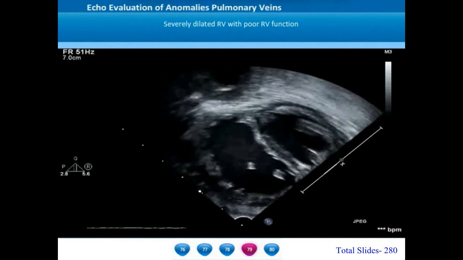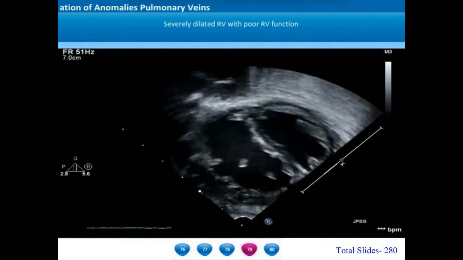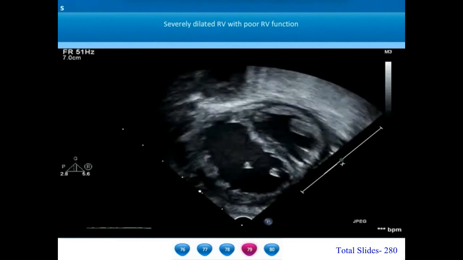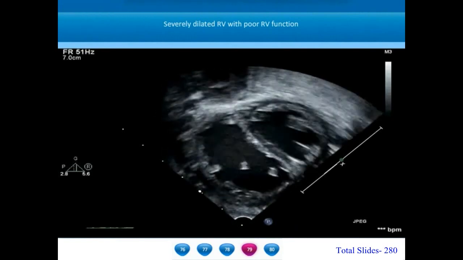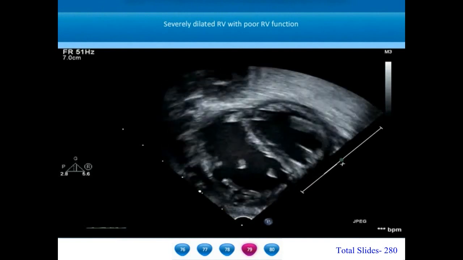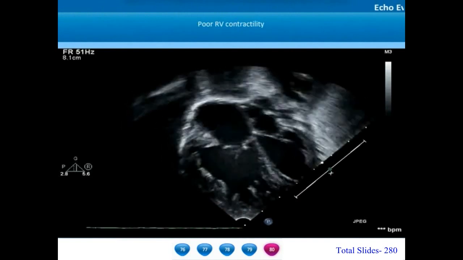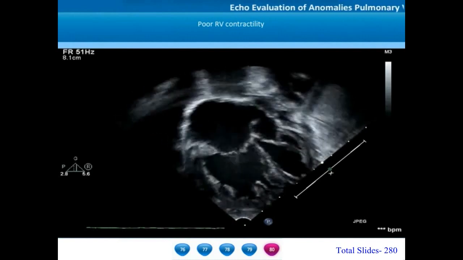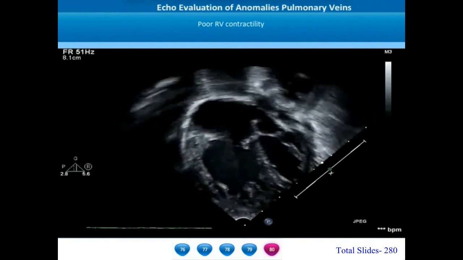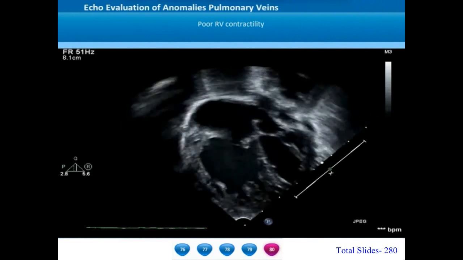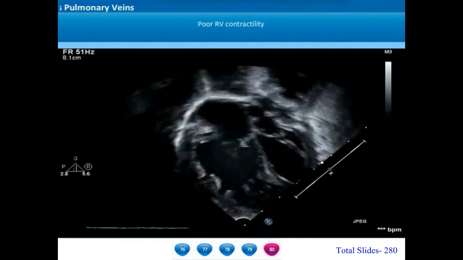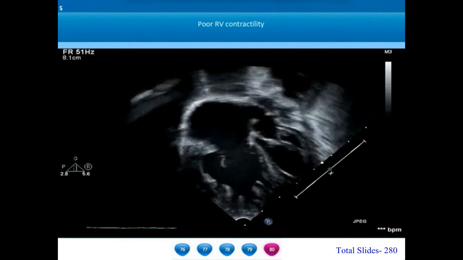Subxiphoid short axis view shows that there is a grossly dilated right ventricle with poor right ventricular contractility, indicative of severe pulmonary arterial hypertension. As there is severe pulmonary arterial hypertension, the right ventricular systolic contractility is also significantly impaired. You can see the gross trabeculation of the right ventricle and the marked right ventricular hypertrophy.